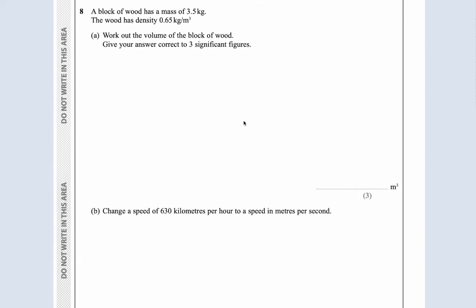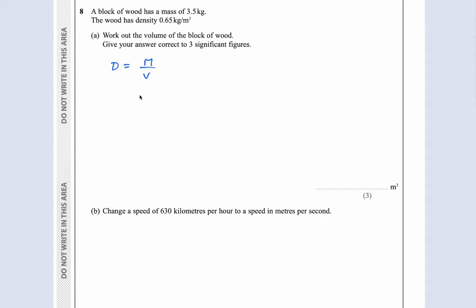Question 8. A block of wood has a mass of this. The wood has a density of this. Work out the volume, giving your answer correct to 3 significant figures. Right, guys? So density is equal to mass over volume. That formula is not given in the formula sheet. And look, here's a perfect example where you have to know it. Sometimes they give you the formula, but here they've not. So you need to know this.